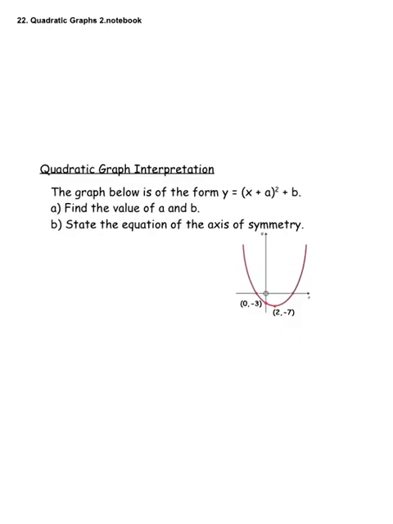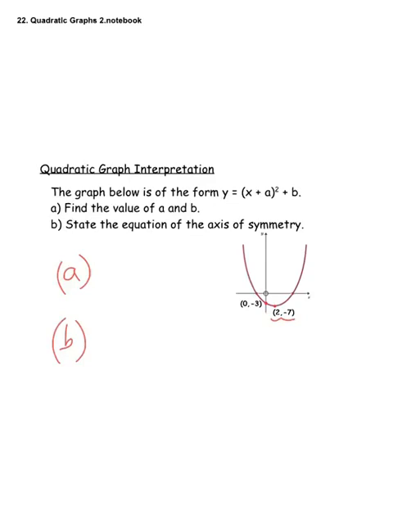The other type of question you might be asked in terms of these parabolas is you are given the turning point and the y-intercept, and you are asked to find the values of a and b in the equation. You might also be asked to state the equation of the axis of symmetry. This is really simple stuff. For part A and part B, we can just extrapolate our information from the graph.